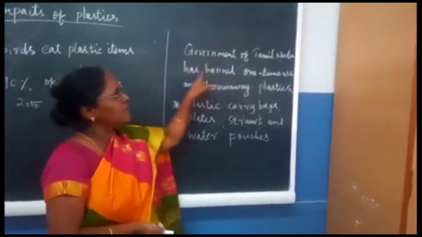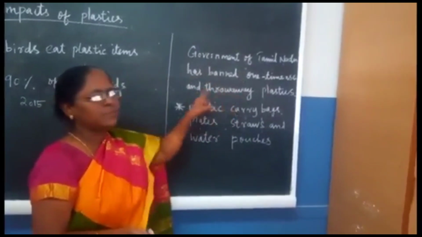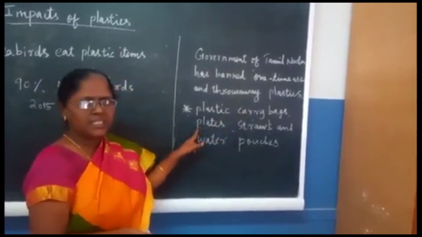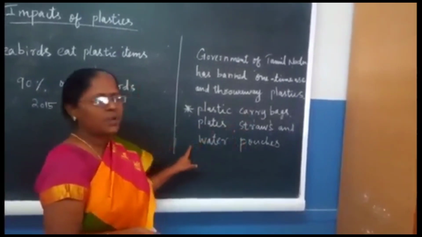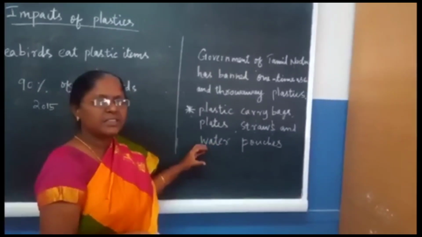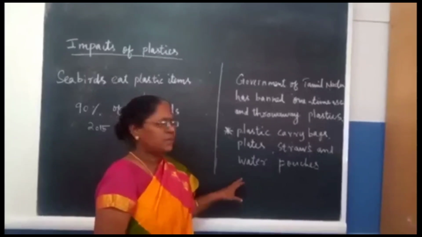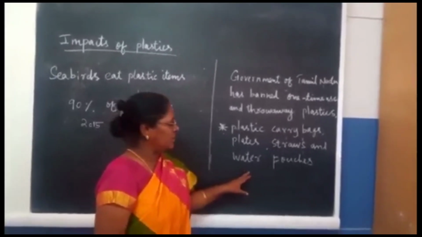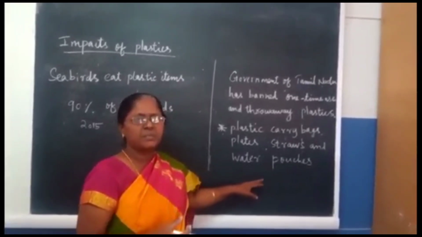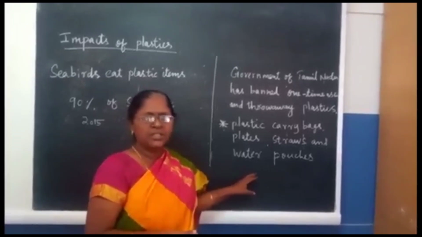Government of Tamil Nadu has banned one-time use and throwaway plastics such as plastic carry bags, plates, straws and water pouches. So here they have taken steps to reduce the usage of plastic. Government has taken steps to reduce negative effects of plastic on the environment. So we should obey the government rule.